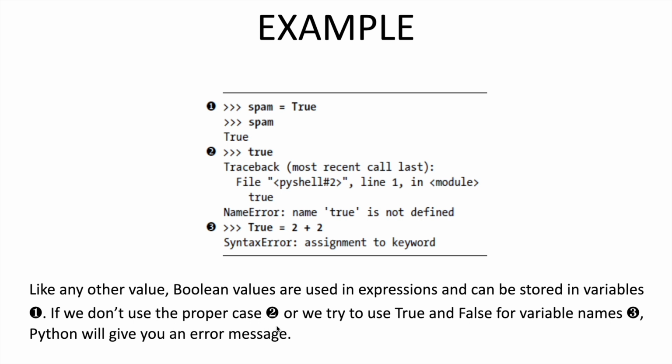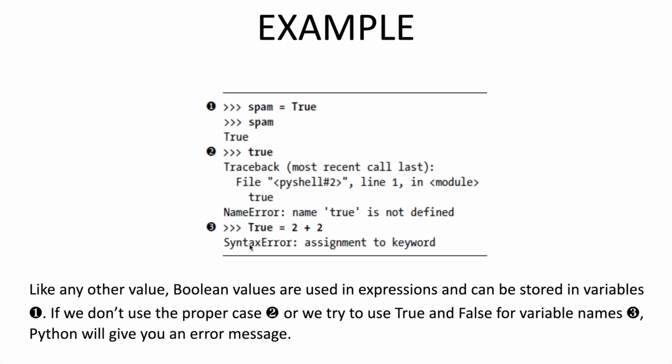If we don't use proper case, or we try to use true and false as variable names, Python will give you an error message. For example, see here, this is a syntax error. You can observe this is a syntax error. Why is it a syntax error? The first letter is not uppercase, it's a lowercase small letter, that's why it is displaying an error. So you should always follow the rule when you use Boolean values.